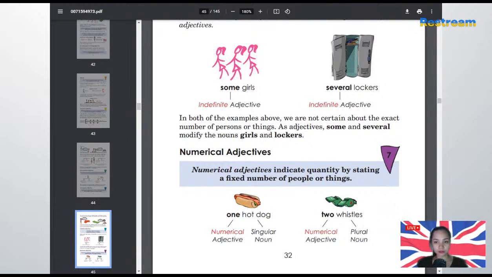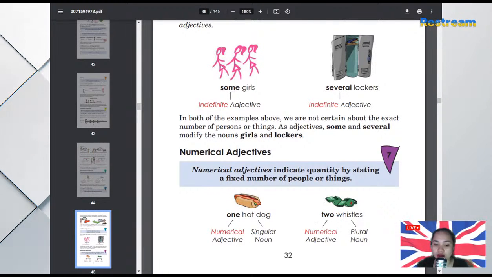So we use a number of more than one. If this is plural, it means it is more than one. So we put the word two. That is our numerical adjective, and it modifies whistles. Since this is plural, we put a plural number, which is two.